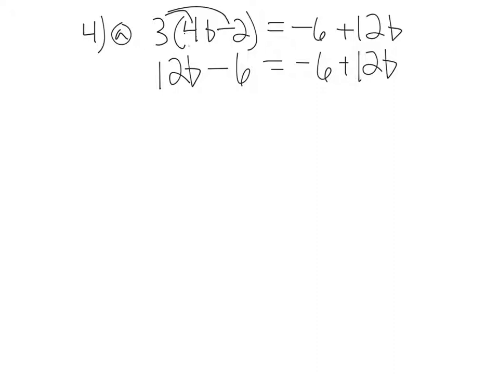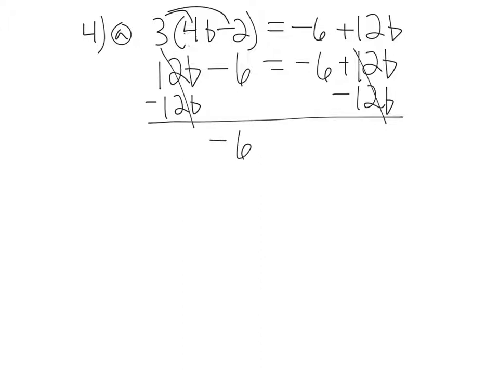So what you might do is just go on autopilot and keep working the problem. Getting the variable on one side, you could subtract 12b on both sides of the equation. And when you do that, watch your signs here. We'll end up with negative 6 equals negative 6. Negative 6 equals negative 6 is an identity.